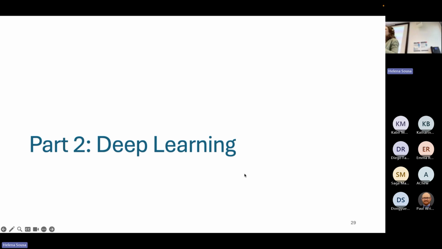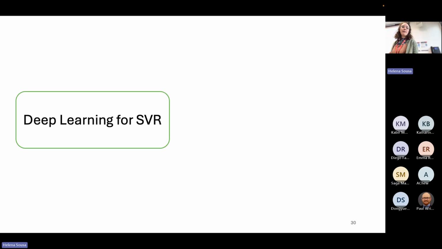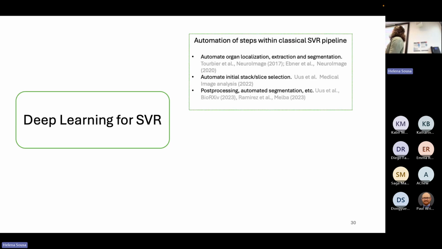So I'm going to focus on how deep learning has been applied for SVR. There have been works that have looked into using deep learning within the SVR pipeline, keeping the SVR itself using the classic algorithm, but automating certain steps with deep learning. So this is exactly what Naomi was just presenting in fetal cardiac. For example, you have automated thorax masking, and then you have, as a post-processing step, reorientation.